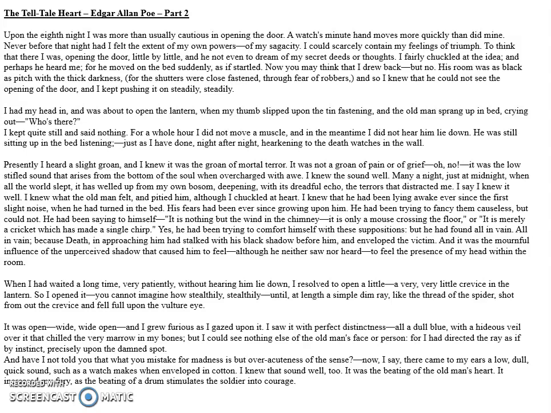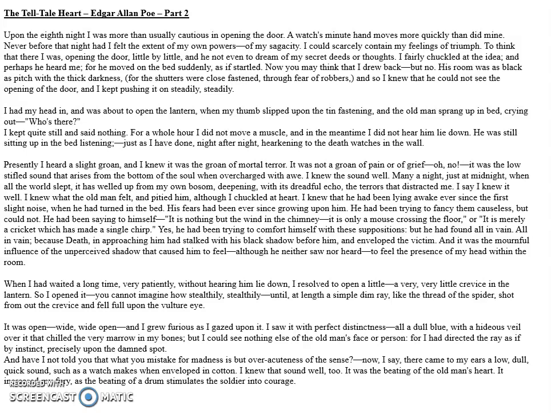Yes, he had been trying to comfort himself with these suppositions, but he had found all in vain, because death, in approaching him, had stalked with his black shadow before him and enveloped the victim. And it was the mournful influence of the unperceived shadow that caused him to feel, although he neither saw nor heard, to feel the presence of my head within the room.